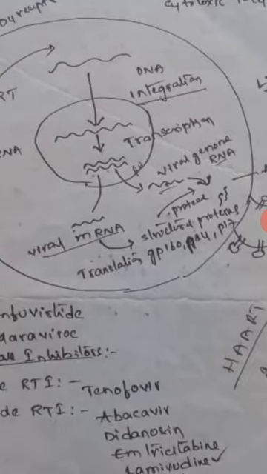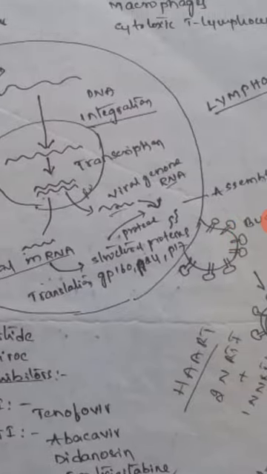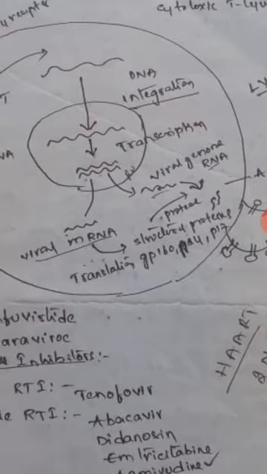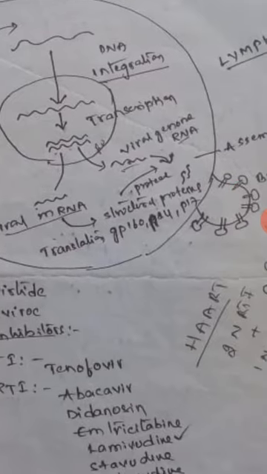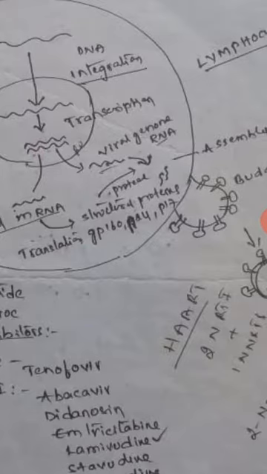So during transcription, this viral DNA produces two products. One product is the genomic RNA, the genome of the new virus. The other is viral mRNA. This viral mRNA, in the presence of our ribosomes, produces some proteins, which are called Gag-Pol protein.